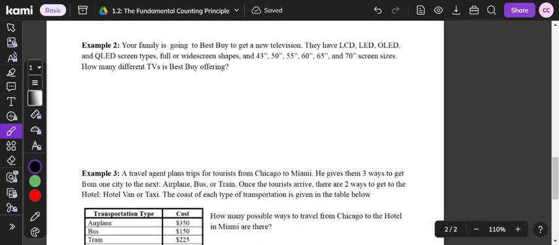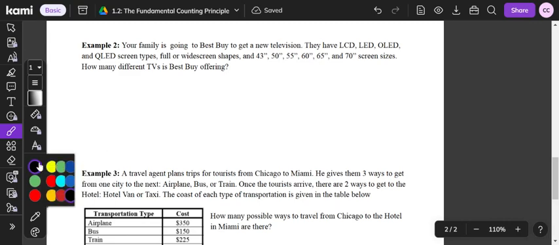They have LCD, LED, OLED, and QLED screen types. Looks like we have full or widescreen shapes. And then we have 43 inches, 50 inches, 55 inches, 60, 65, and 70-inch screen sizes. How many different TVs is Best Buy offering you?